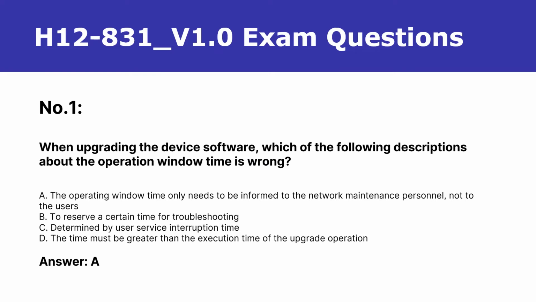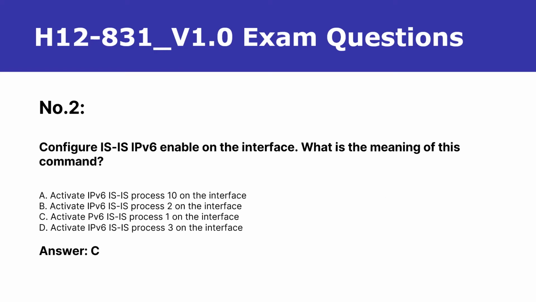When upgrading the device software, which of the following descriptions about the operation window time is wrong? A. The operating window time only needs to be informed to the network maintenance personnel, not to the users. B. To reserve a certain time for troubleshooting. C. Determined by user service interruption time. D. The time must be greater than the execution time of the upgrade operation. Answer. A. Number 2.